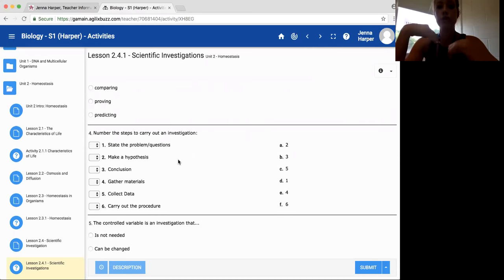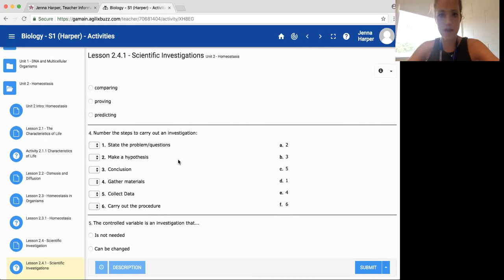I'll give you one, for example. Maybe I want to know how many M&Ms are in the M&M bag, right? Is that a problem or a question? Yes, it is. A problem or a question is how many M&Ms are in the bag? So I go through and say, okay, that's my question or my problem.